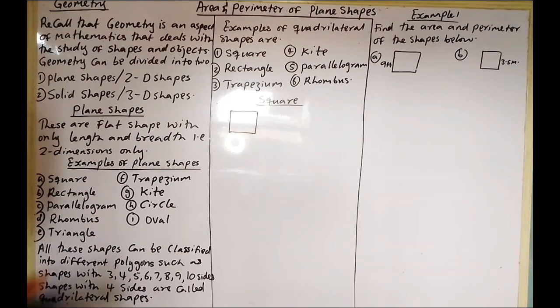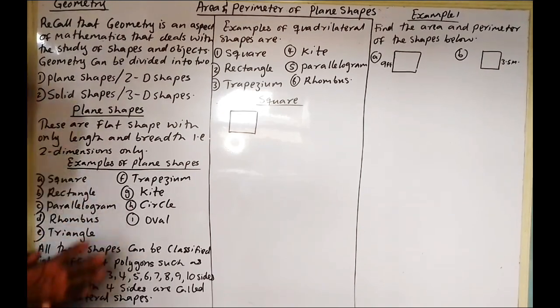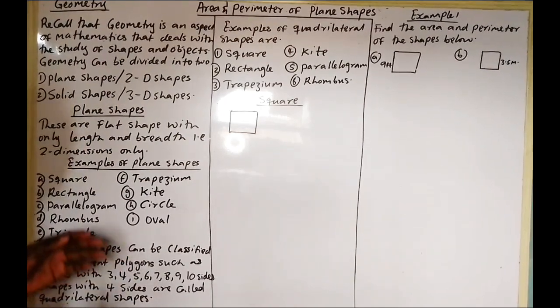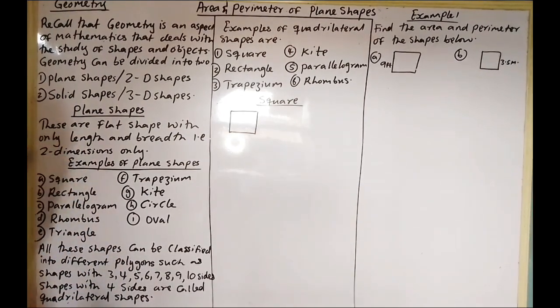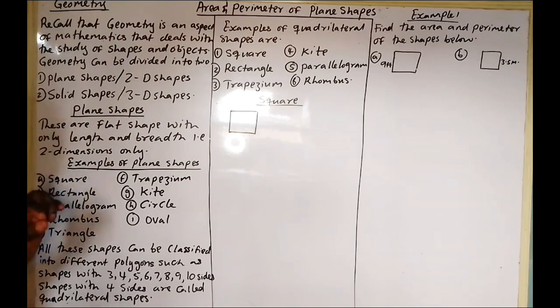We also have the solid shape, which is also known as the 3D shapes. But today we are going to talk about plane shape. Now plane shapes are flat shapes with only length and breadth, and that's why they are called two-dimensional shapes.